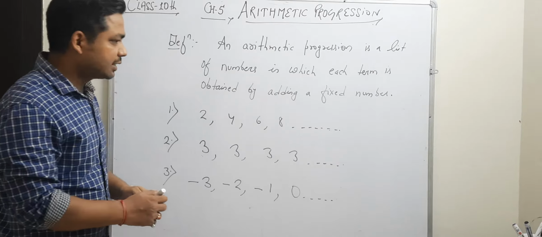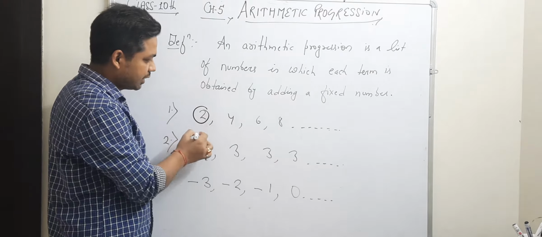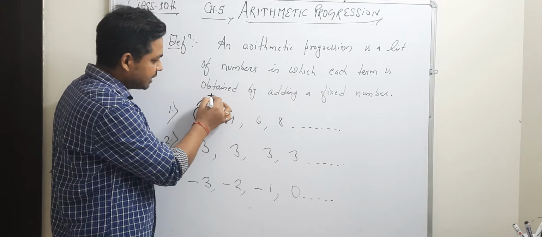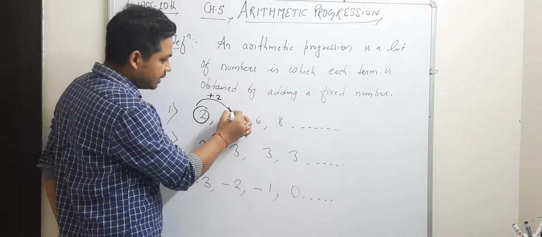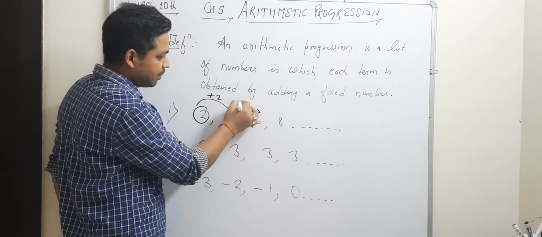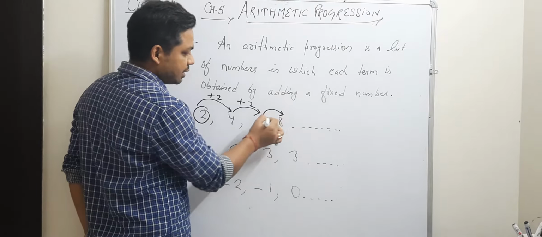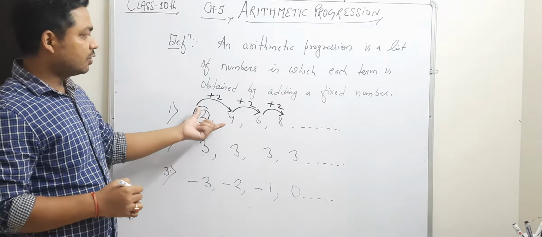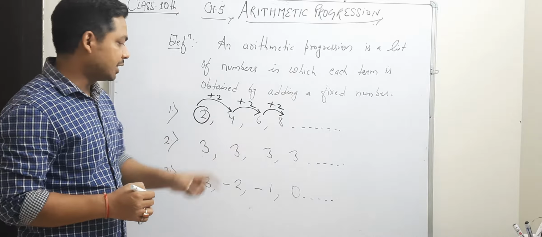For example, suppose this is 2. This is the first number. This 4 is obtained by adding a fixed number, that is 2, to the first term. Again, the next term is obtained by adding the fixed number 2. Again, this 8 is obtained by adding 2. This type of series or sequence is known as arithmetic progression.